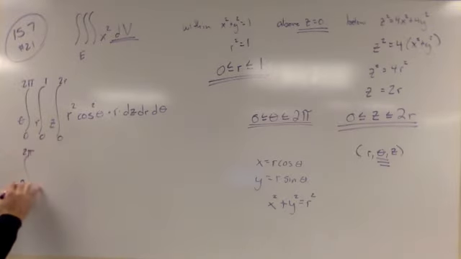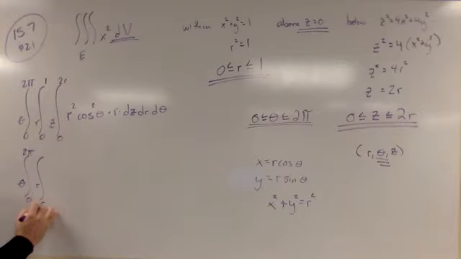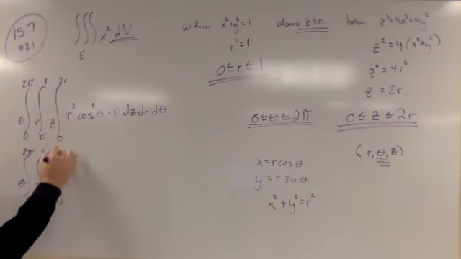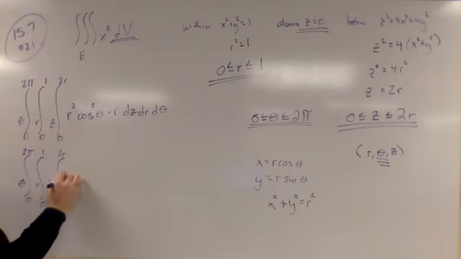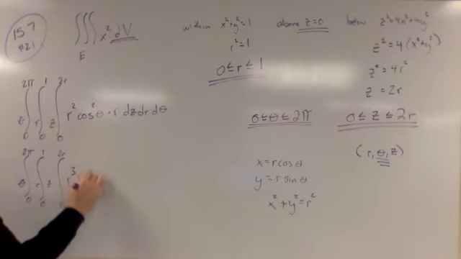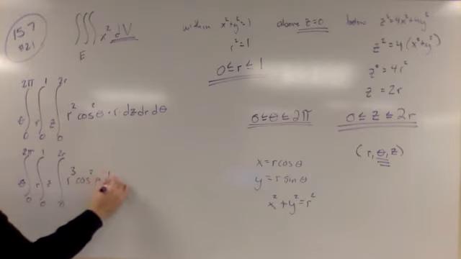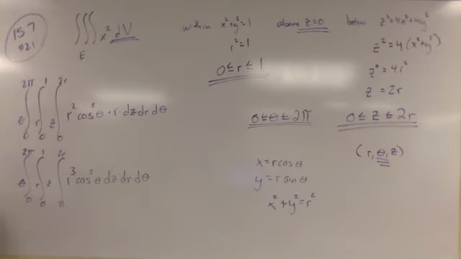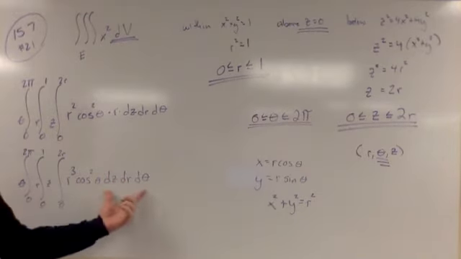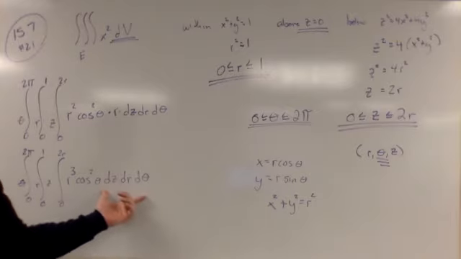Theta goes from 0 to 2 pi. My radius goes from 0 to 1. My z value goes from 0 to 2r. Just combining like terms, it's going to be an r cubed cosine squared, and I'll do dz, dr, d theta.